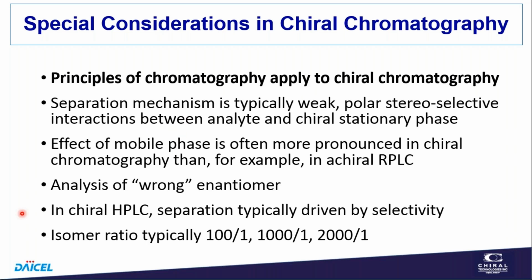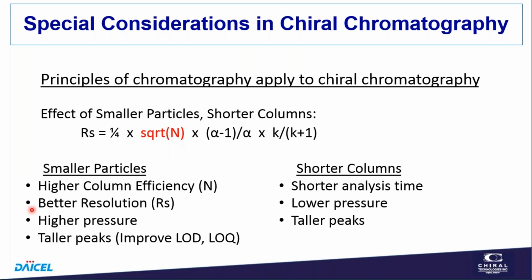So I'll just talk a little bit about the chromatography. I want to talk about the particle size or column efficiency. And you probably know this from achiral chromatography, that with smaller particles, we get higher efficiency. Efficiency is related to 1 over the diameter of the particle. So as we go to smaller particles, we'll get higher column efficiency, which means we'll get higher resolution.